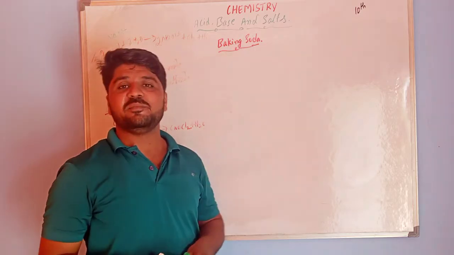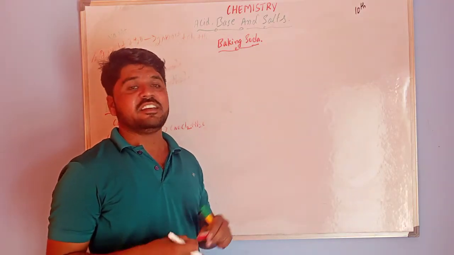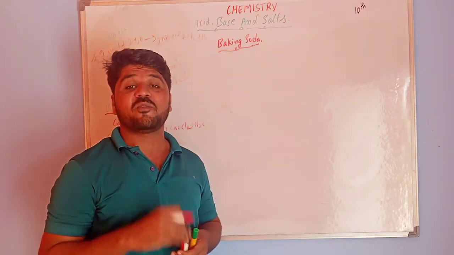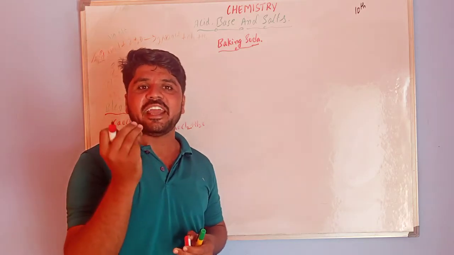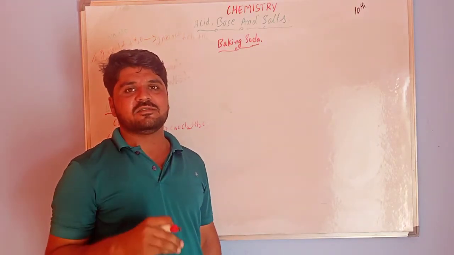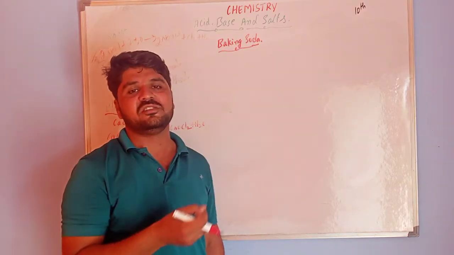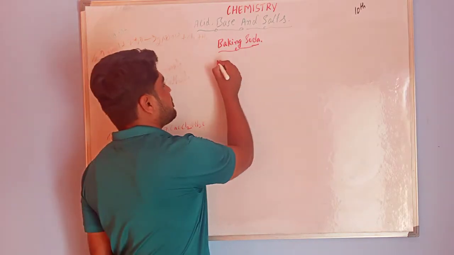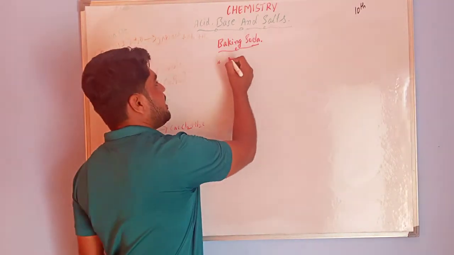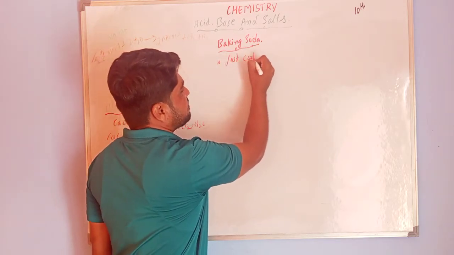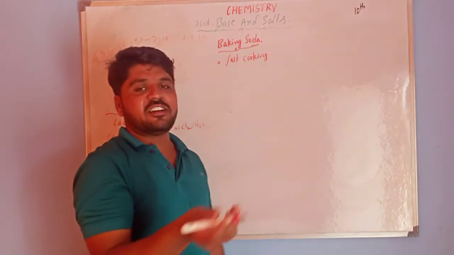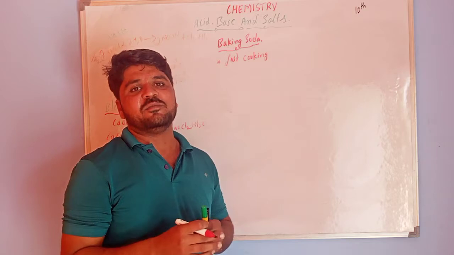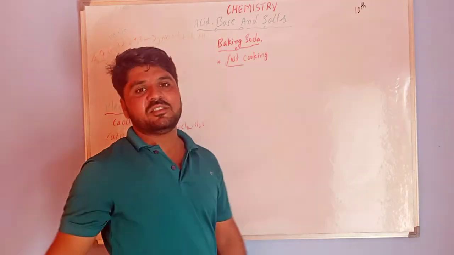Where do you use baking soda? In kitchens, we commonly use this baking soda. For what purpose? To make tasty and crispy pakodas, mirchis and some other food items. It is also used for fast cooking. At the time of cooking, if you add a little bit of baking soda, that reduces the time. That means fast cooking.